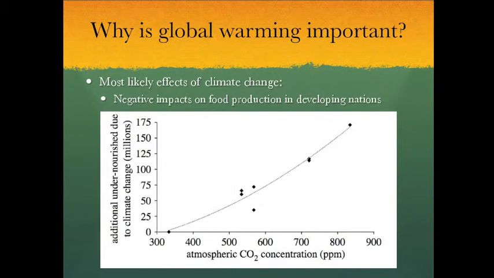This graph is showing the projected number of people at risk of hunger in 2080, plotted against different levels of atmospheric CO2 concentrations and associated climate change. If the amount of CO2 in the atmosphere continues to rise, so will undernourished people. Why? We'll get back to that later.